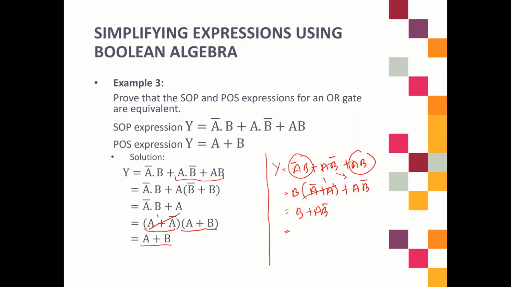You apply theorem 10. When you apply theorem 10, you expand the equation: b times with a, and then b times with b bar. So you will get (b plus a) times with (b plus b bar). Okay, b plus b bar is 1. 1 times with (b plus a), you will get b plus a, which is equal to a plus b.